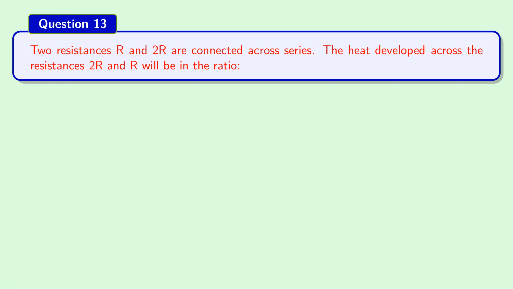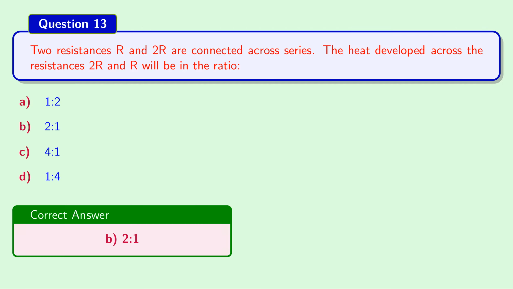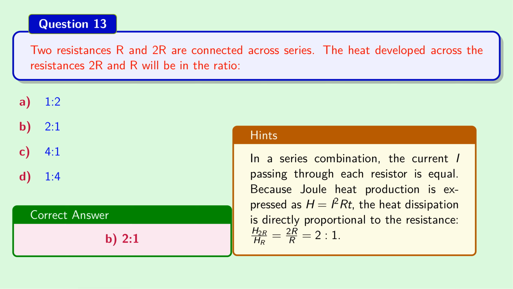Question 13. Two resistances R and 2R are connected in series. The heat developed across the resistances 2R and R will be in the ratio. Here your options are displayed as A, 1 to 2, B, 2 to 1, C, 4 to 1, D, 1 to 4. Correct answer is option B, 2 to 1. Quick tip for this question.